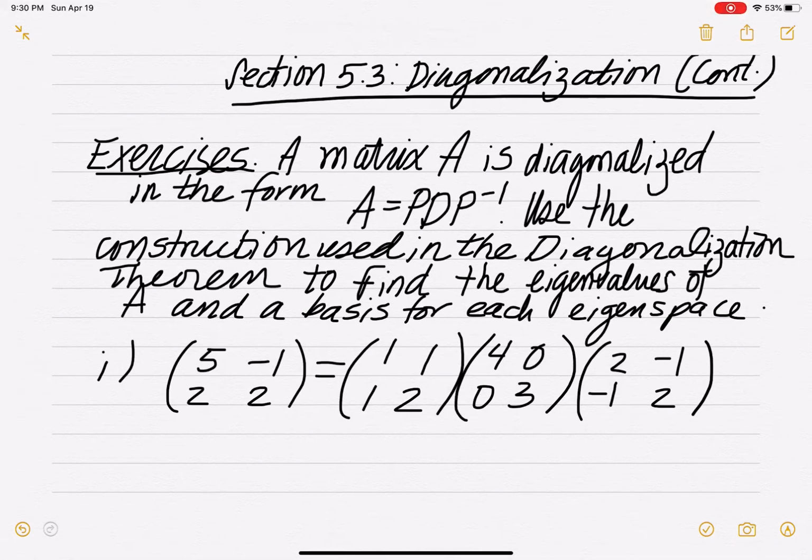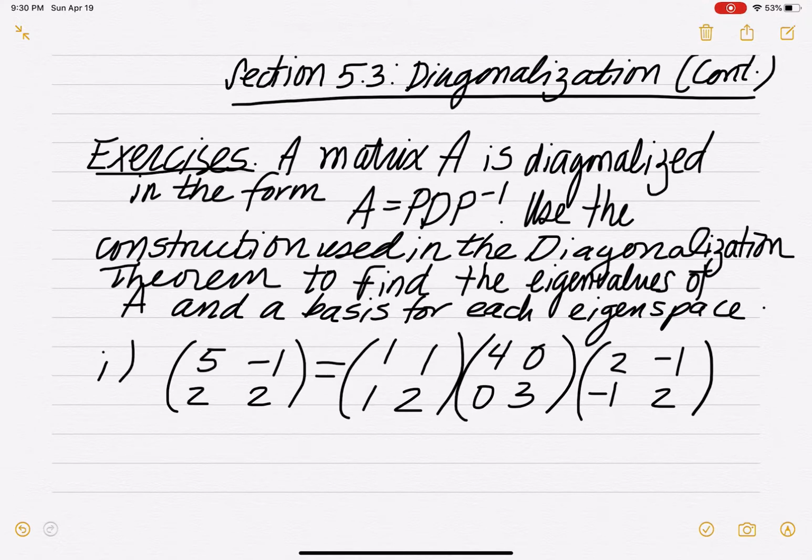So we'd like to work some exercises with diagonalization. So something very practical. And we've done quite a lot of theory, a lot of very rich theory in this section. So here's the exercise type that we want to do.